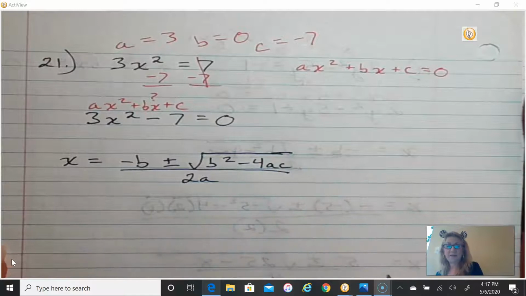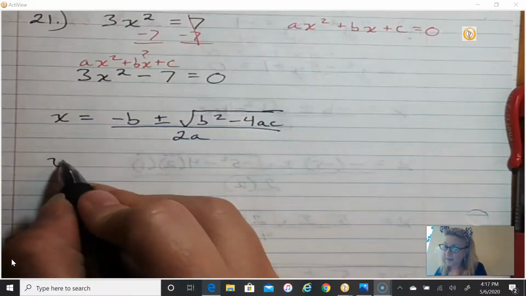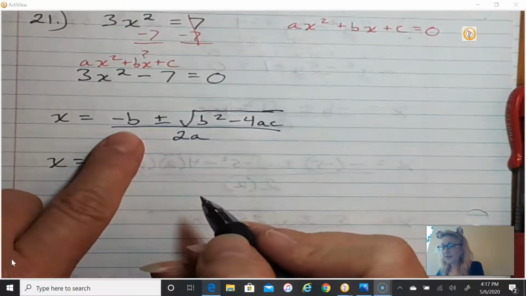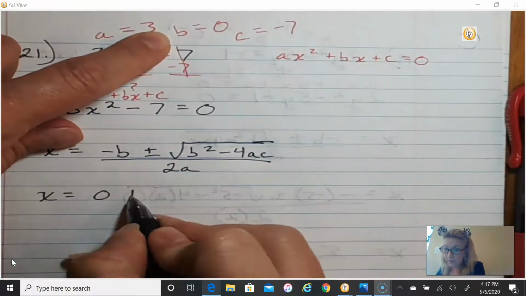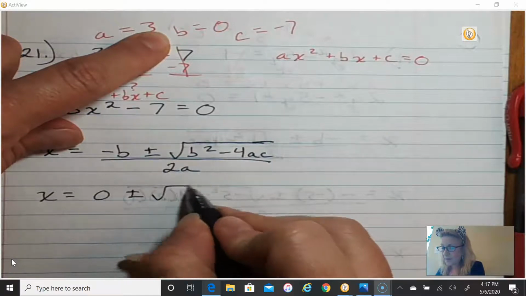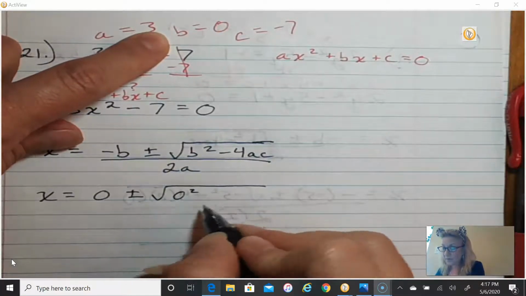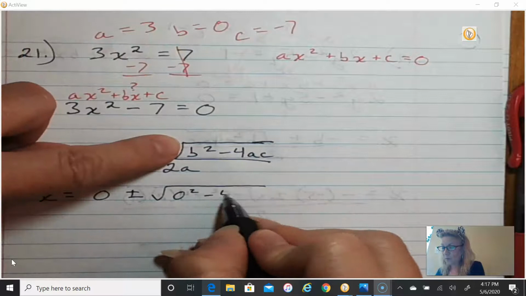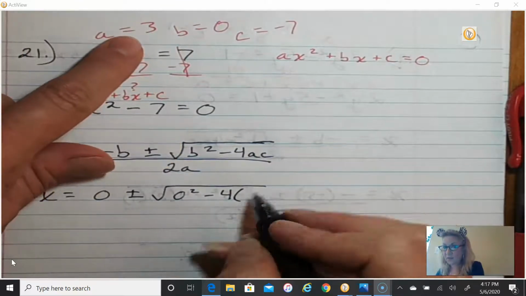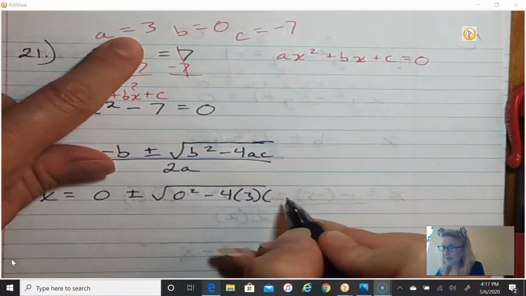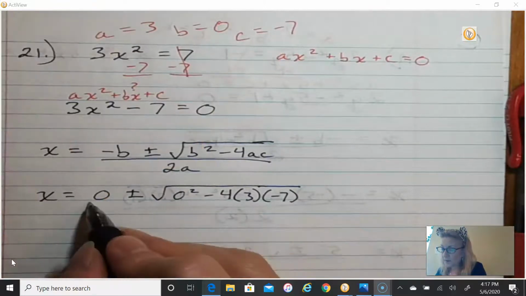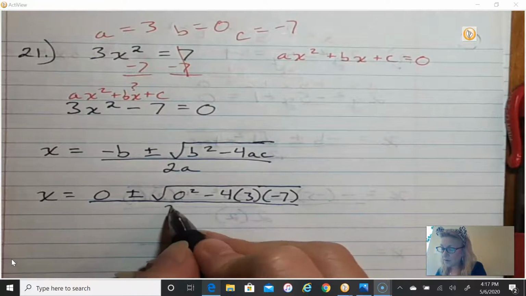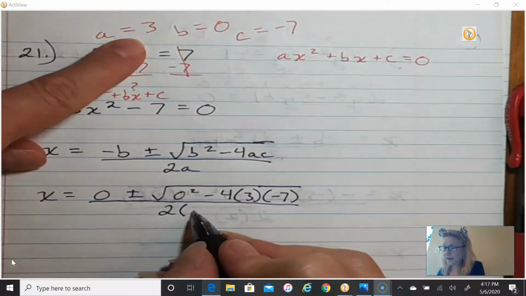Ooh, now I can hear myself think. Okay, let's start plugging in information. B is 0. So I have 0 plus or minus the square root of 0 squared minus 4 times A is 3, times C is negative 7. It's all over 2 times A is 3.